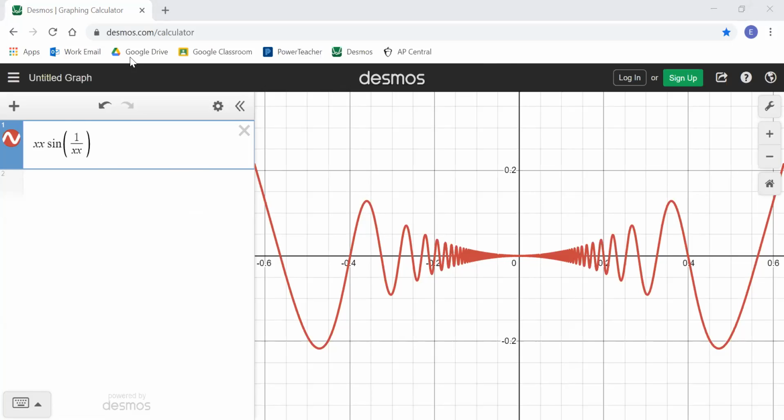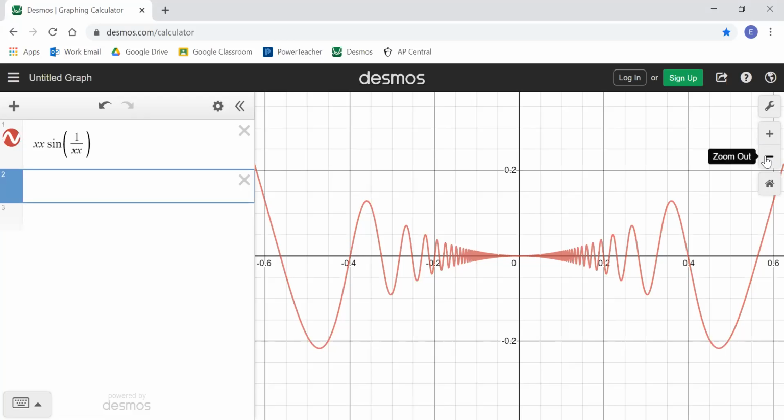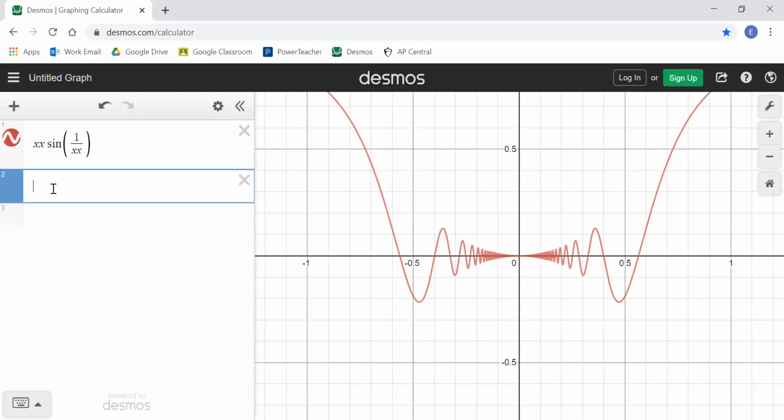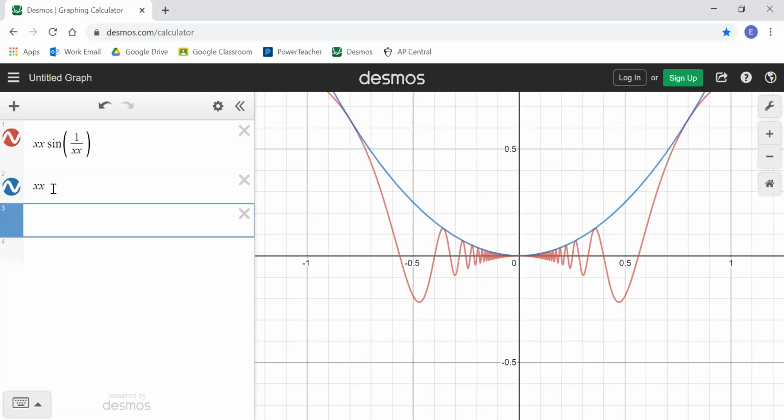You could do x squared and negative x squared, I think. X squared and negative x squared, you think? All right, let's try then. There's x squared, looks pretty nice. And there's negative x squared, also looks pretty good, doesn't it?